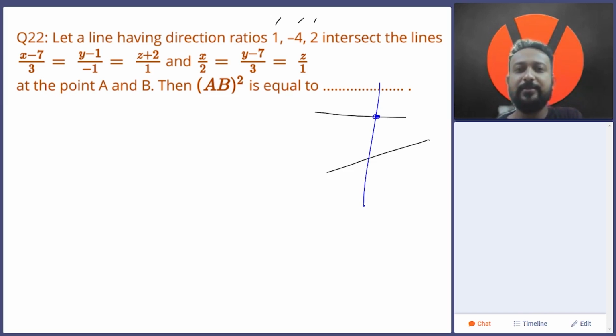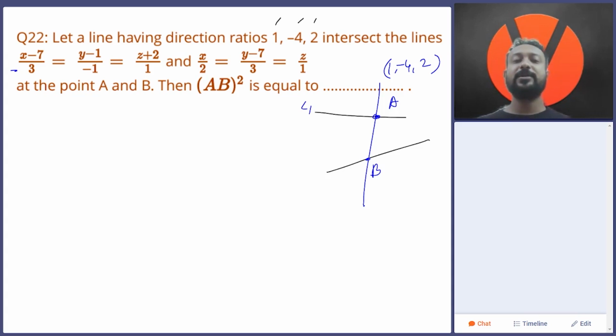Let's say this is P. Points are not given. A and B are given. Okay. Fine. But this particular line which is intersecting has direction ratios 1, minus 4 and 2. Okay. Can you talk about this particular line? First line, this is L1. Yes, so this is L1, the first line.